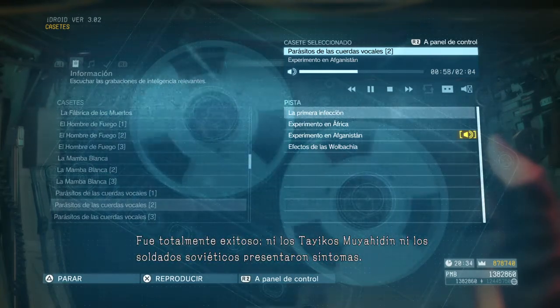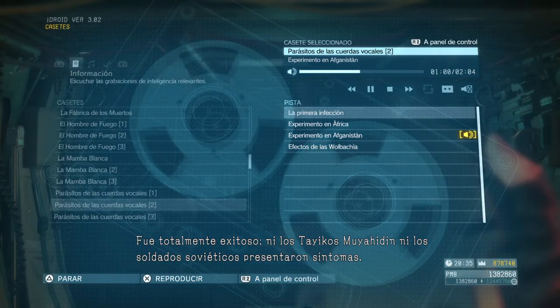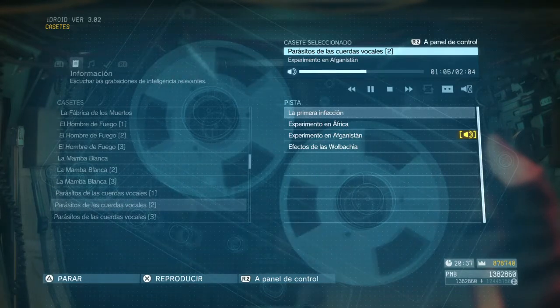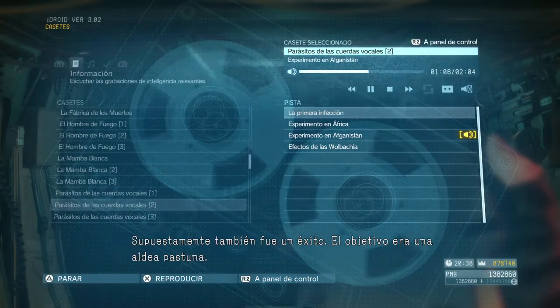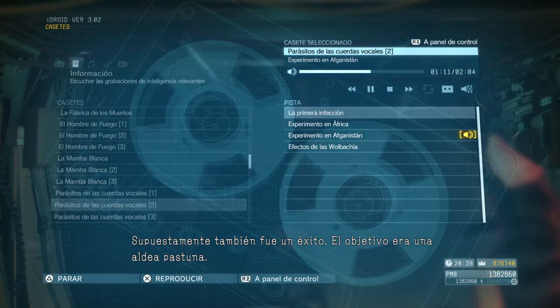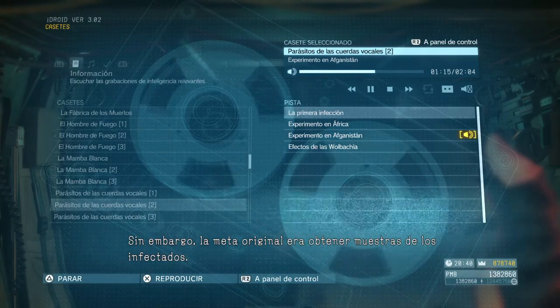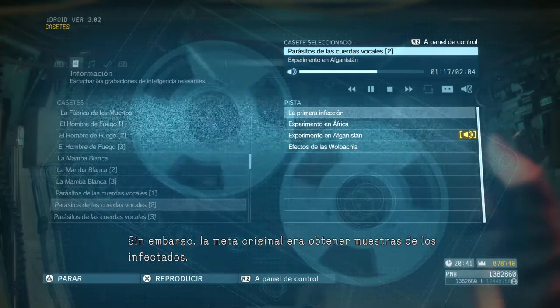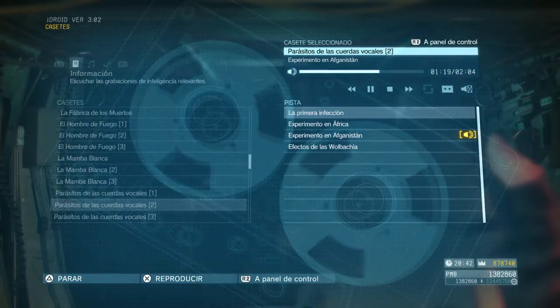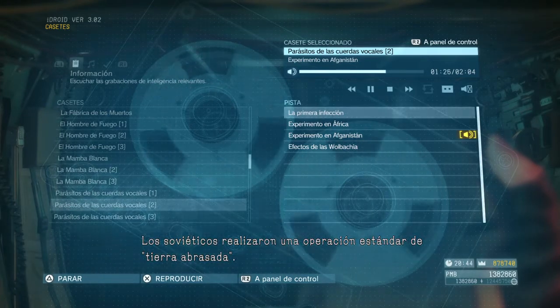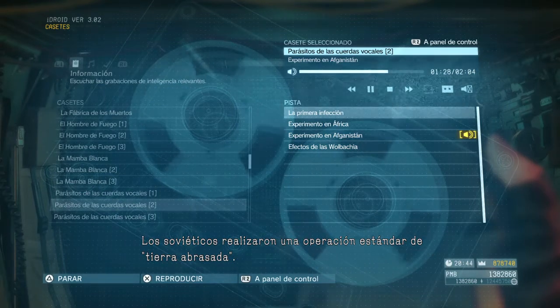No Tajik Mujahideen or Soviet soldiers became symptomatic. So the parasites proved to be effective. What about the second test? Also supposedly a success. A Pashtun village was the target. However, the original aim was to obtain samples of the infected. In this, they failed. And the village? The Soviets enacted a standard scorched earth operation.